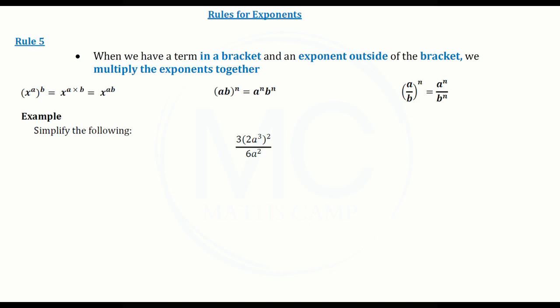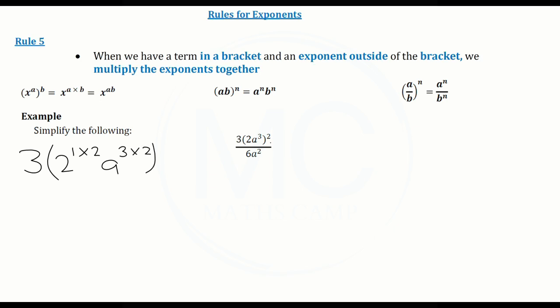Let's do one more example. This is quite intricate, so we're going to break it up into steps. Remember that the exponent of 2 only affects the bracket. So we can say 3, which is outside the bracket. 2 is actually 2 to the power of 1. So we can say 2 to the power of 1 multiplied by the exponent of 2. a to the power of 3 multiplied by the exponent of 2.